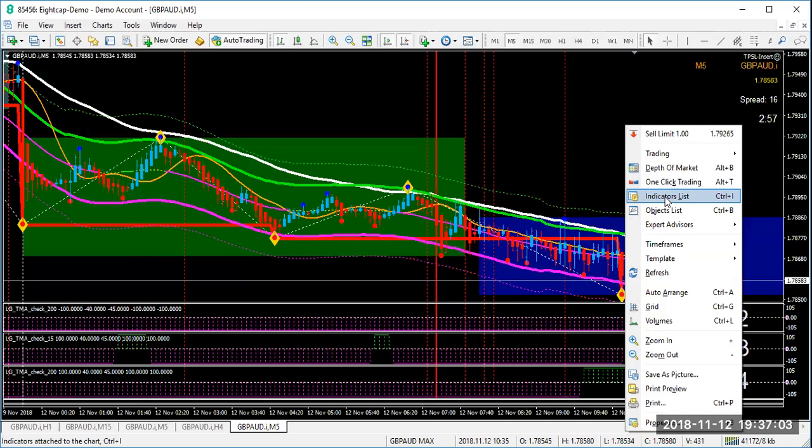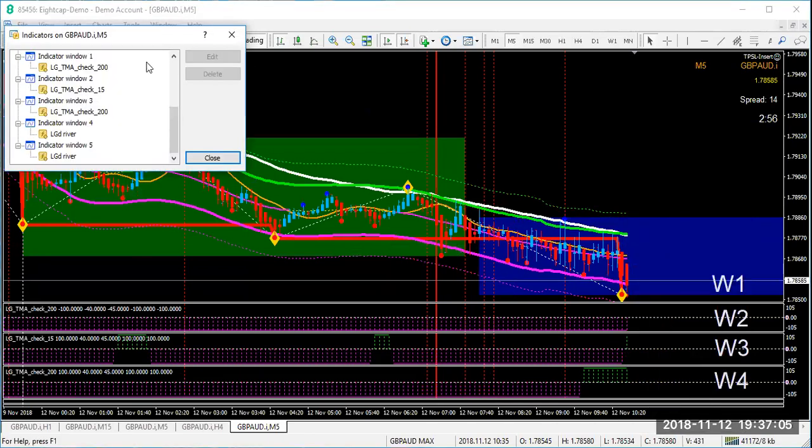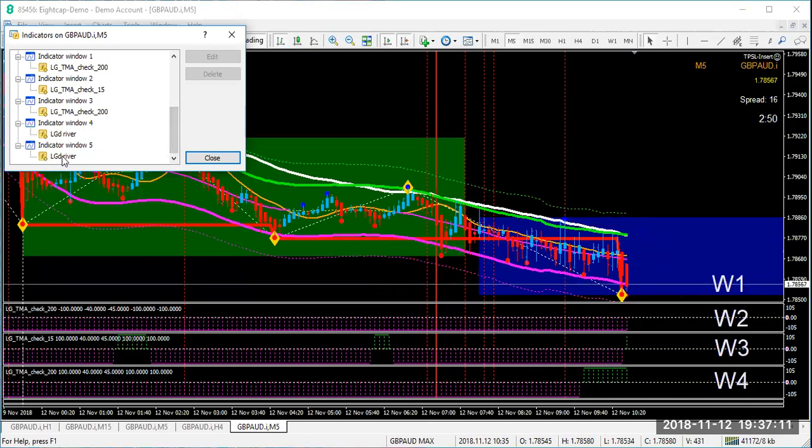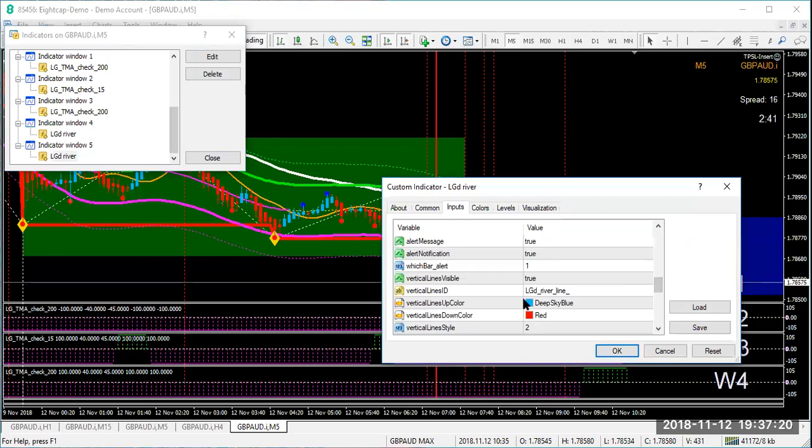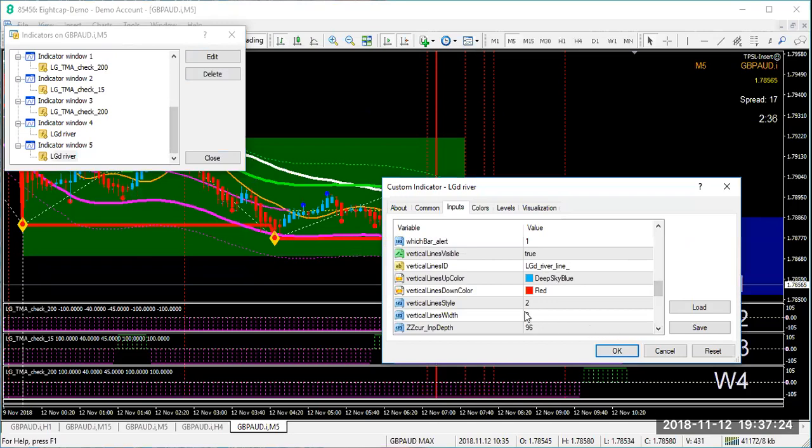Yep. Okay, the settings that are changed. If you go to right click, go to indicator list. This is a very easy one. It's in window 5. It says LGD River. Okay, highlight it, click edit, and go right down to the bottom towards where you get the colors. Okay, once you get to the color, just go where it says vertical line width. What you'll see is 0. Just change that number to 2, and it'll change it from a dotted red to a solid red.